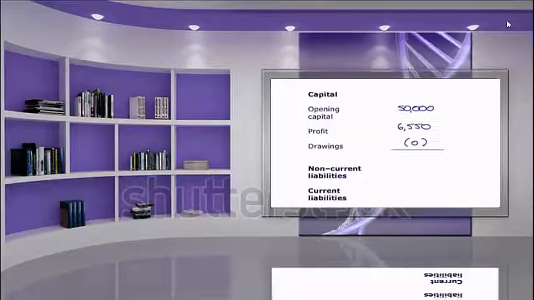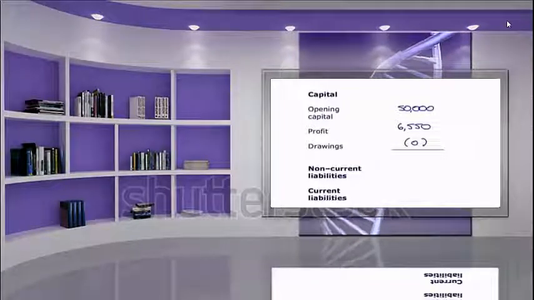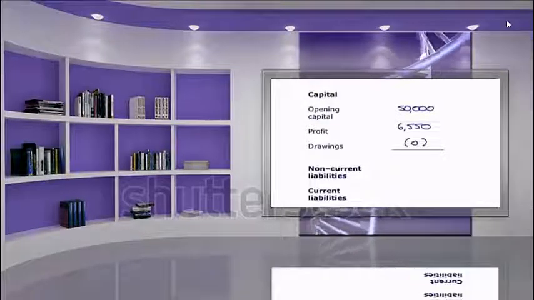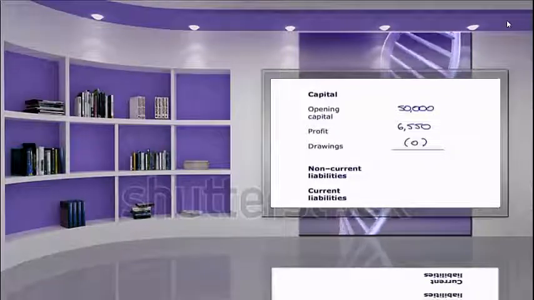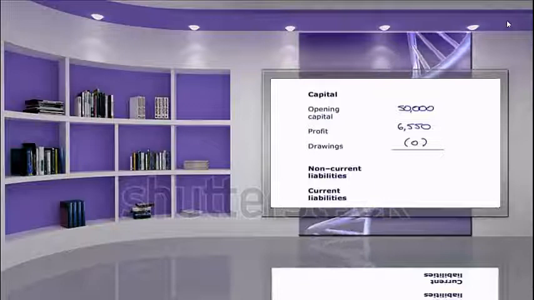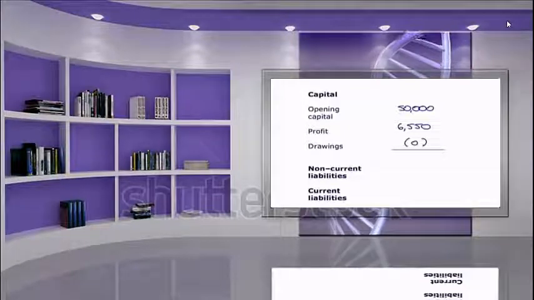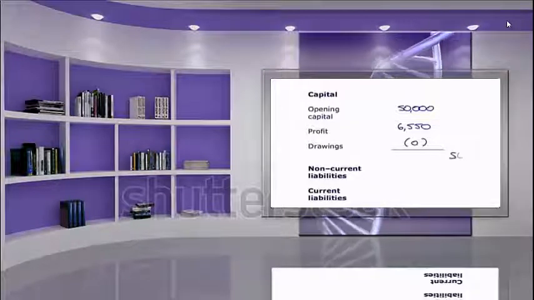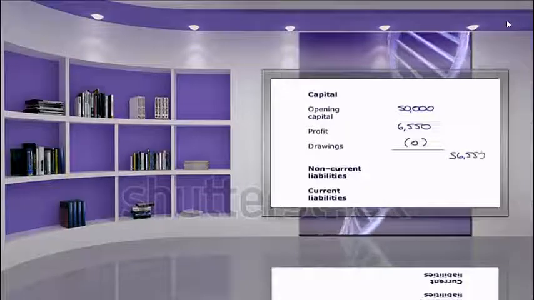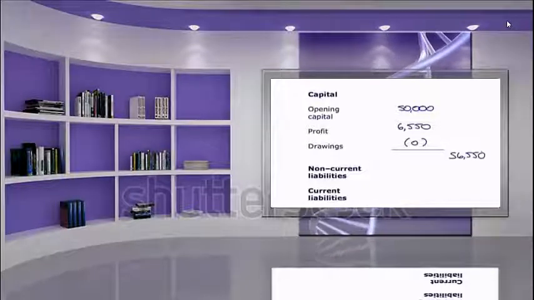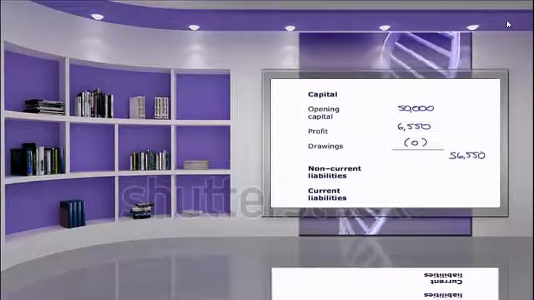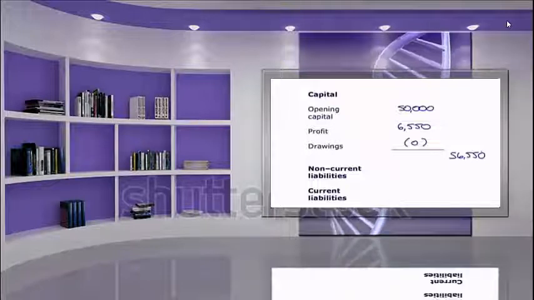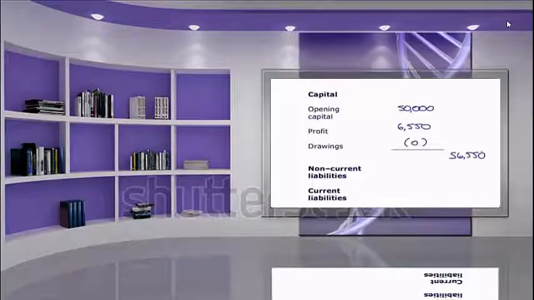Now, drawings are amounts taken out of the business by the owner, by George. George did not take any funds out of the business. Therefore, we leave that blank. But if he did, it would be a reduction in his capital. So, total capital then in our total column, 56,550. Capital plus profit minus drawings is going to give you the total owner's capital at the year end, or in this case, at the 2 weeks ended.